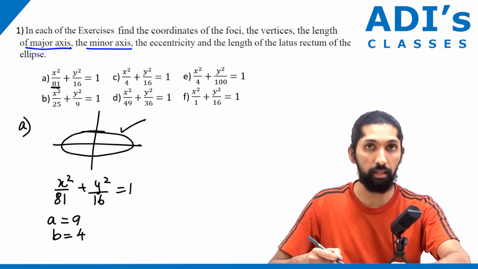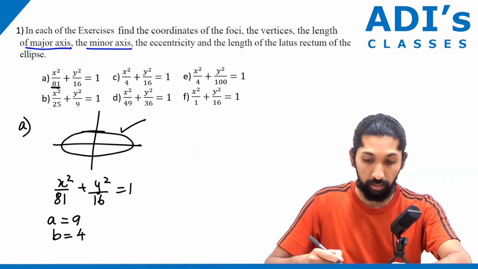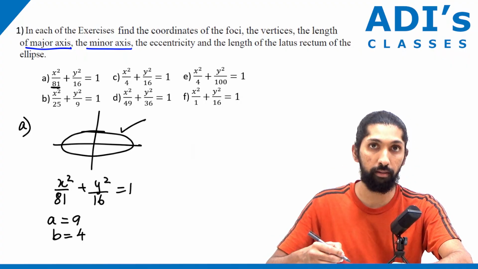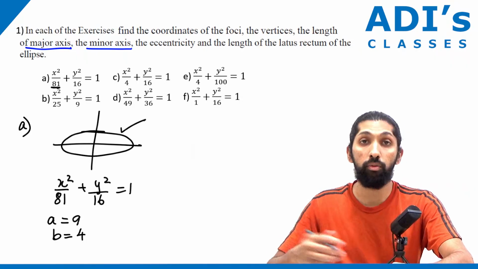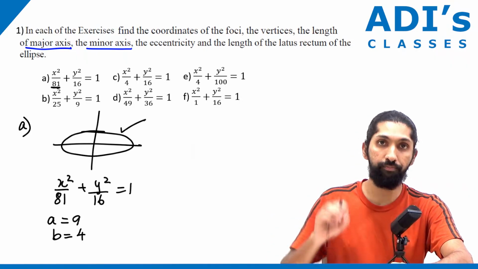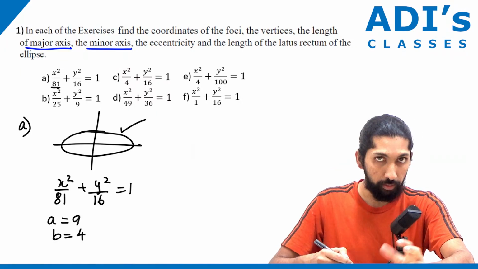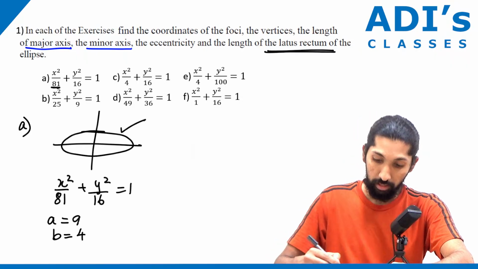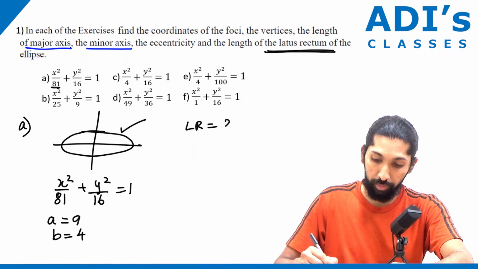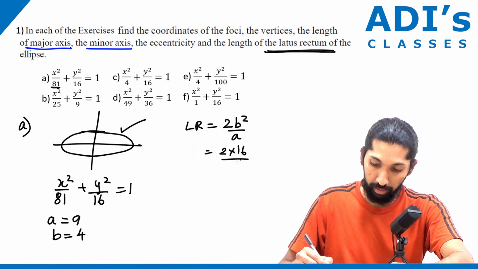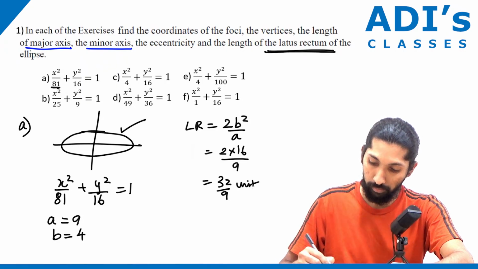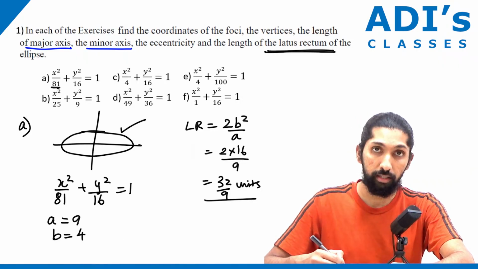Okay, before we go for c, we'll try to figure out the other things also. Because eccentricity is E equal to C divided by A. Correct? But how do we calculate C? We'll come to that one. First, once you have the value of A and B, let's calculate the length of latus rectum because that's very easy. LR is equal to 2B square by A. So 2 into 16 divided by 9. So 32 divided by 9 units. This is the length of the latus rectum.